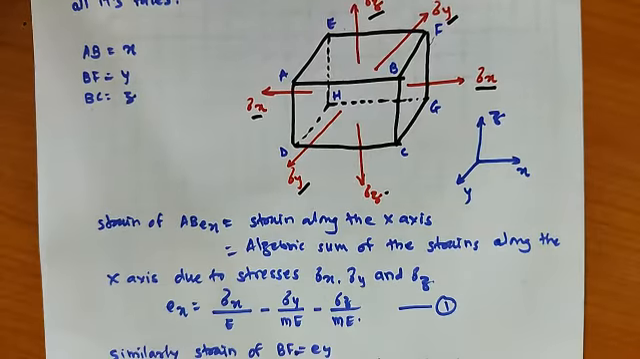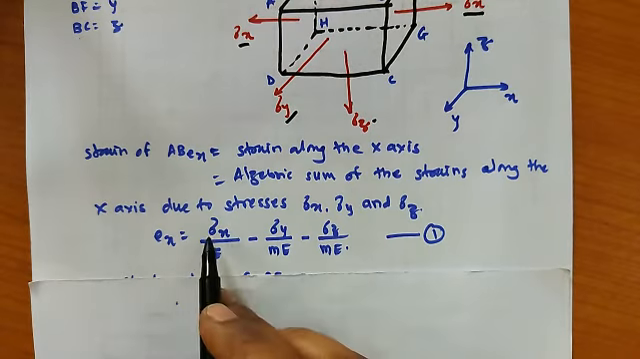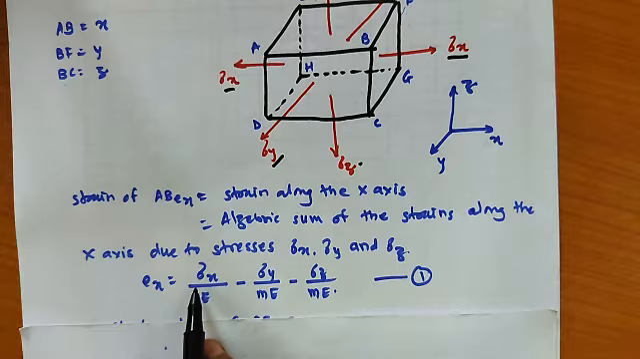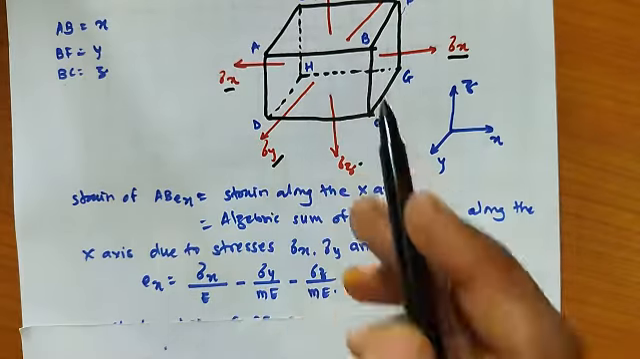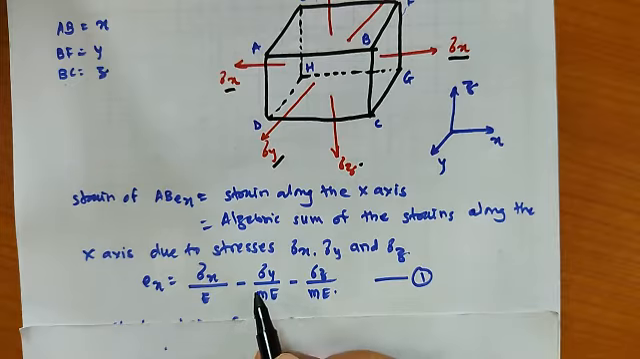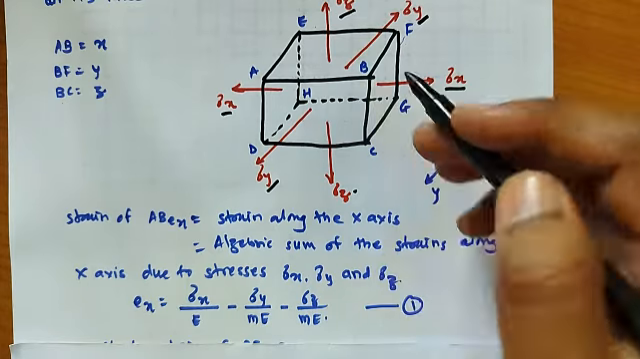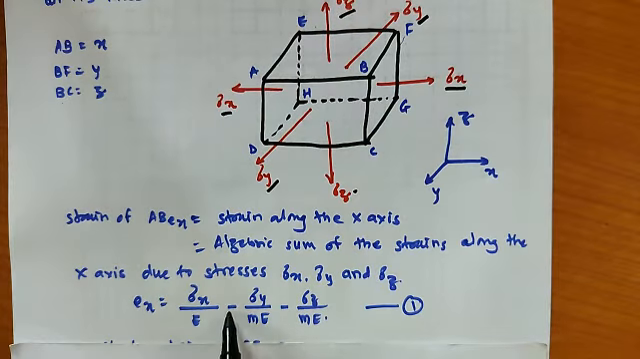This is the algebraic sum of the strain developed by stresses sigma x, sigma y, and sigma z. Here sigma x is taken positive, because a tensile action will be available in AB. Using the Young's modulus formula, strain is equal to stress upon Young's modulus. So e of x is equal to sigma x divided by E, minus sigma y by mE. Why is the minus taken? Because due to the application of sigma y, the distance AB will be reduced. So a compressive stress will be developed, and that's why we take the minus sign. So sigma y divided by mE.